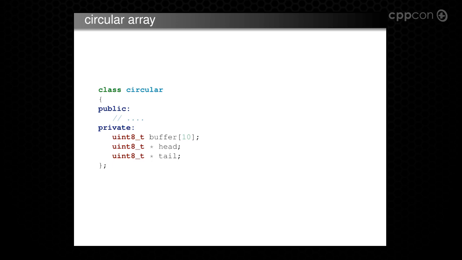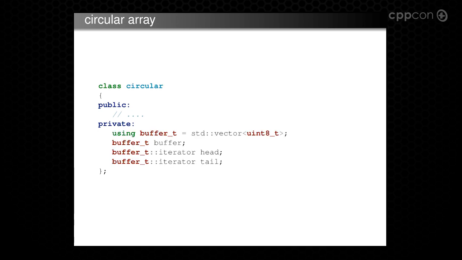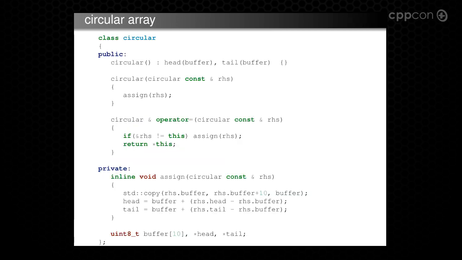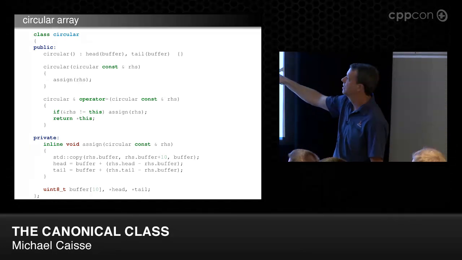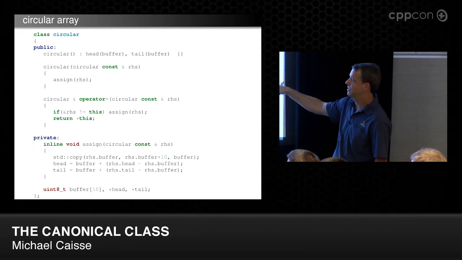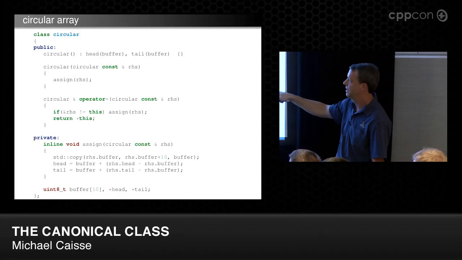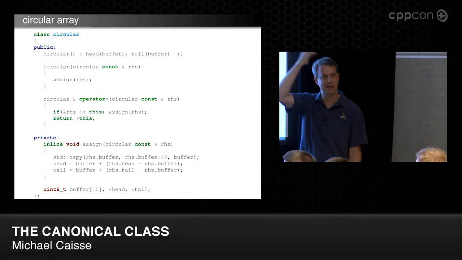All right, let's change this around. I now have a buffer of 10 elements. We can do this also with std::vector. So now things have changed around a little bit. My copy constructor and my assignment operator basically do the exact same thing. Do I need a destructor? No, I don't need a destructor, right?